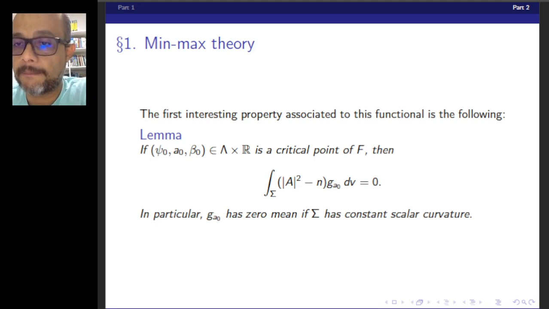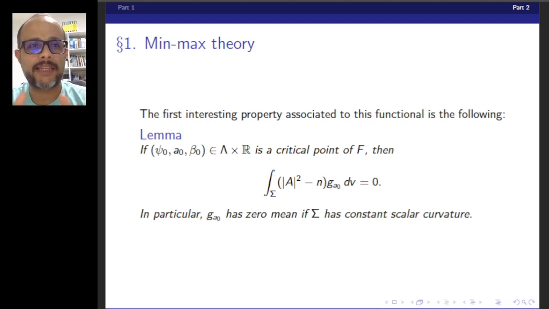But what is happening if the norm of A square is equal to n on Sigma? We have a beautiful result of Chern, do Carmo, Kobayashi, which says that the manifold is congruent to the Clifford torus. So this case is not interesting for us. We can assume that the norm square of A is different from n. And in such condition, we have this function G_A naught with 0 mean. Okay?